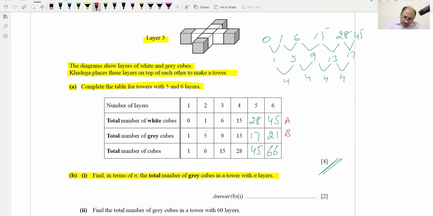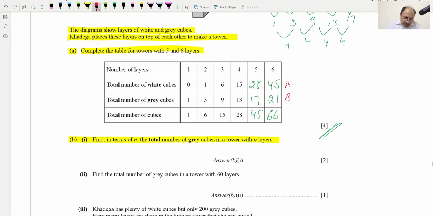We can write the sequence basically over here. If I just wanted to explain, I will write here 1, 5, 9, 13, 17, 21. So a value is equal to what? A value is equal to 1, and the d value, the difference, is 4. You can see the difference is 4, so d value is 4.